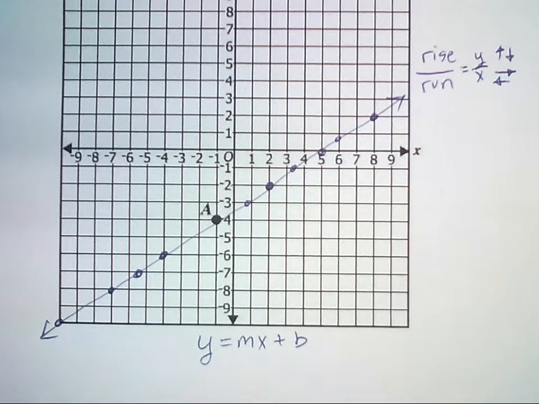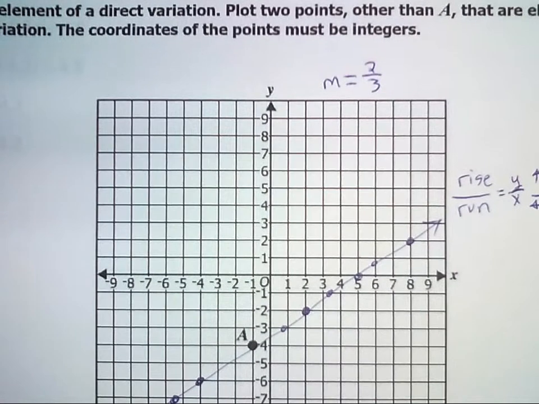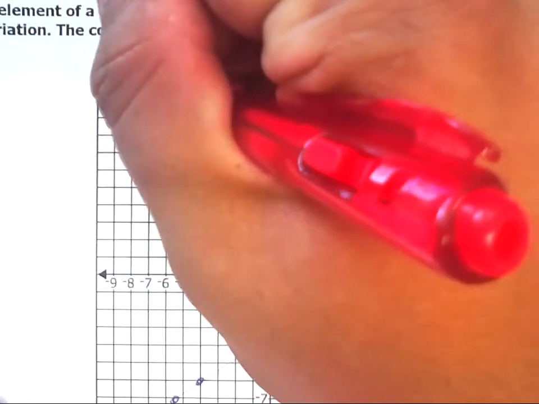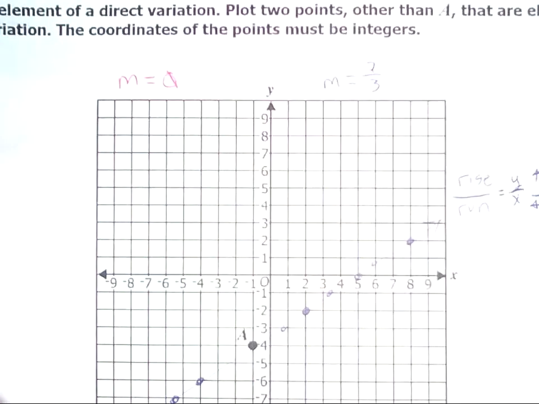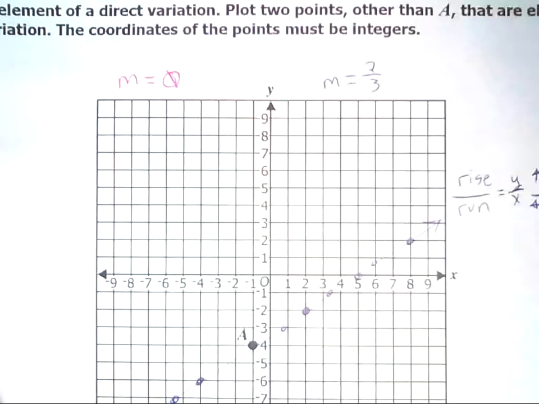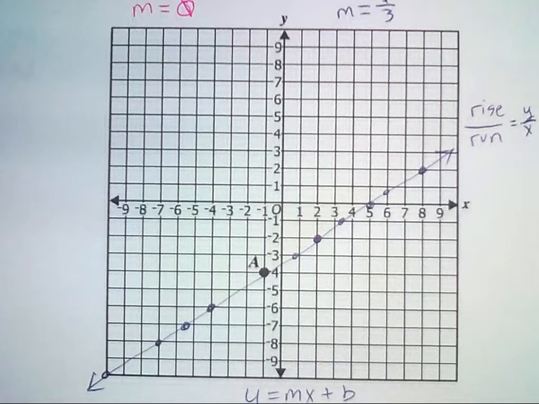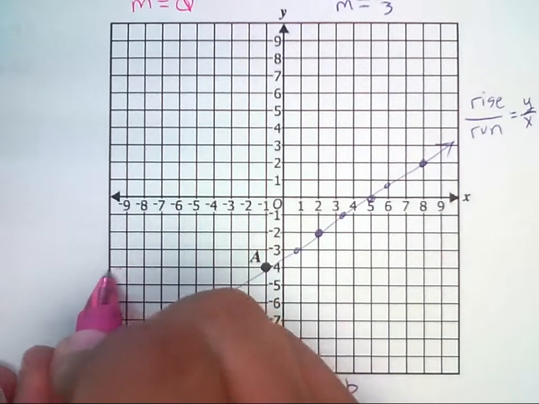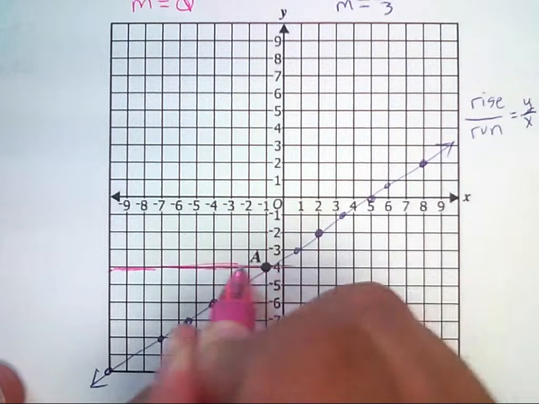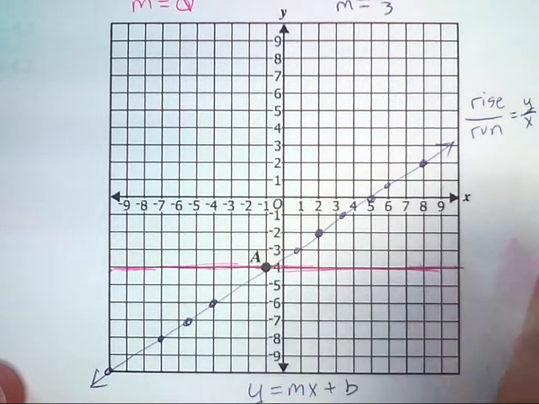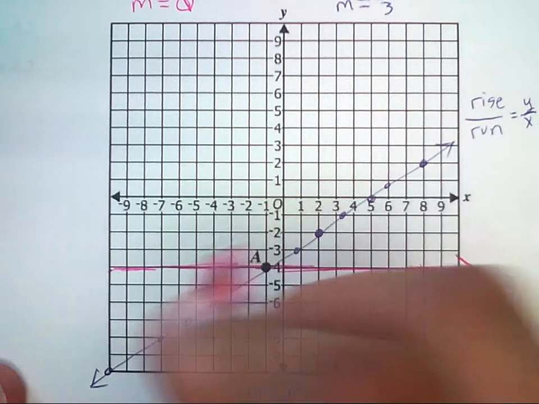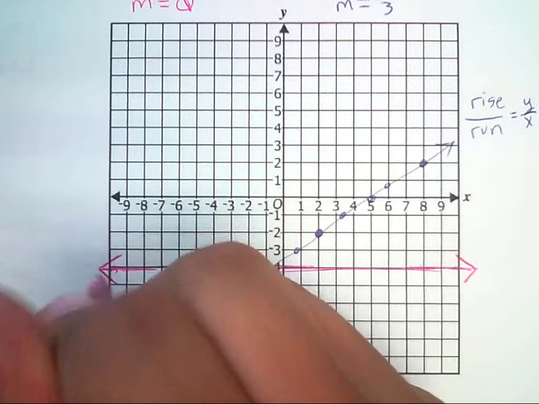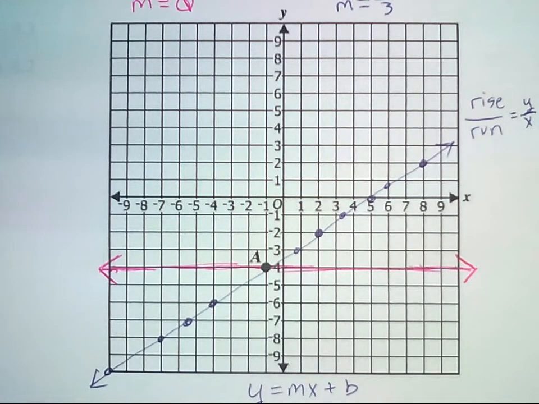Now, let's go ahead and do one more example. Actually, I'm probably going to do 2. So let's go ahead and do m equals 0. A slope of 0 means it doesn't go up, it doesn't go down, it just goes horizontally. So our slope would be something like this. And again, you can tell it's a 0 slope because it doesn't go up, it doesn't go down, it just kind of moves to the side.